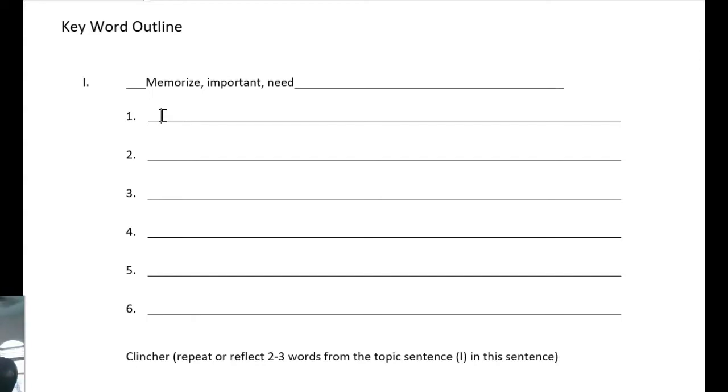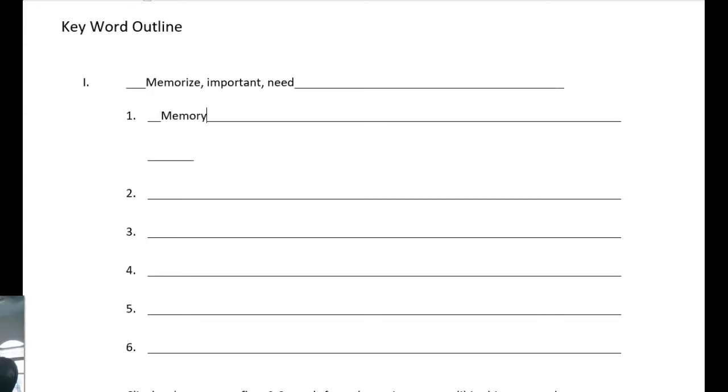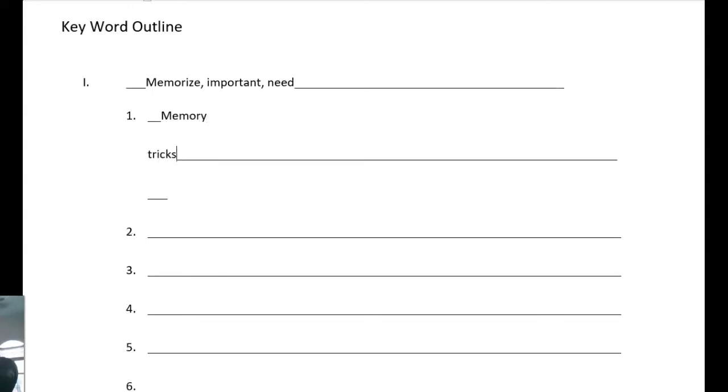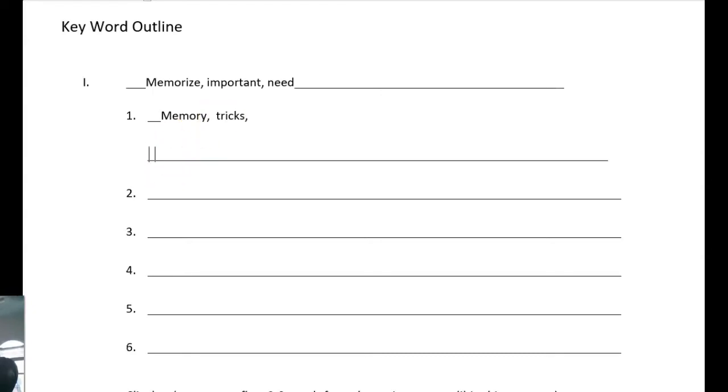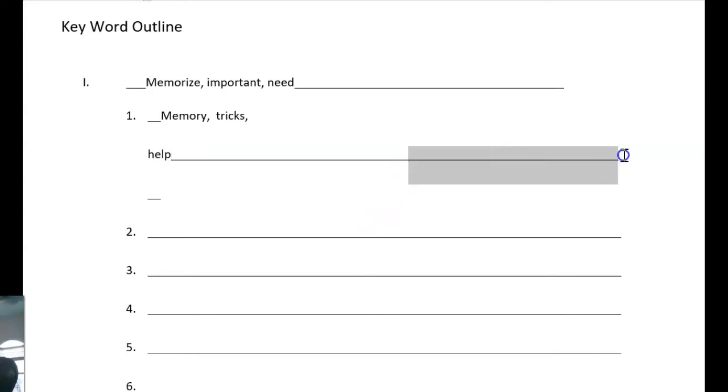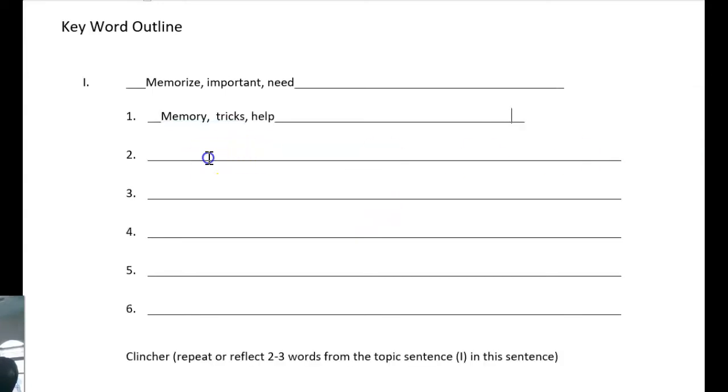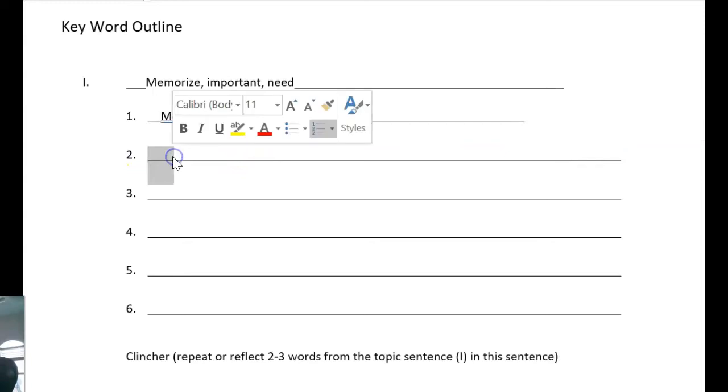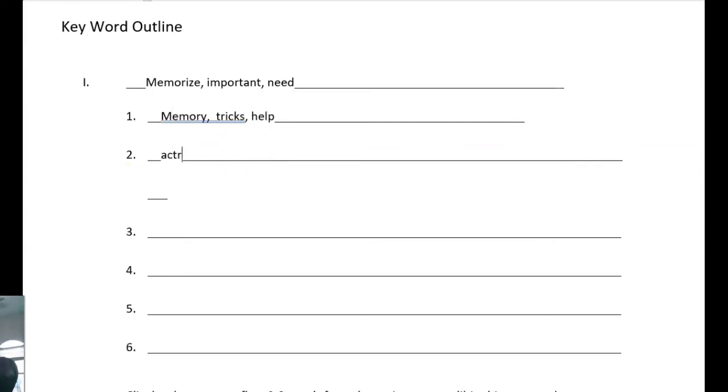Okay, so moving on through the chapter, she talked about memory tricks. And then what do they help us? Sorry, I can't think of any numbers or symbols yet. Okay, so the first one that she talked about was acronyms.